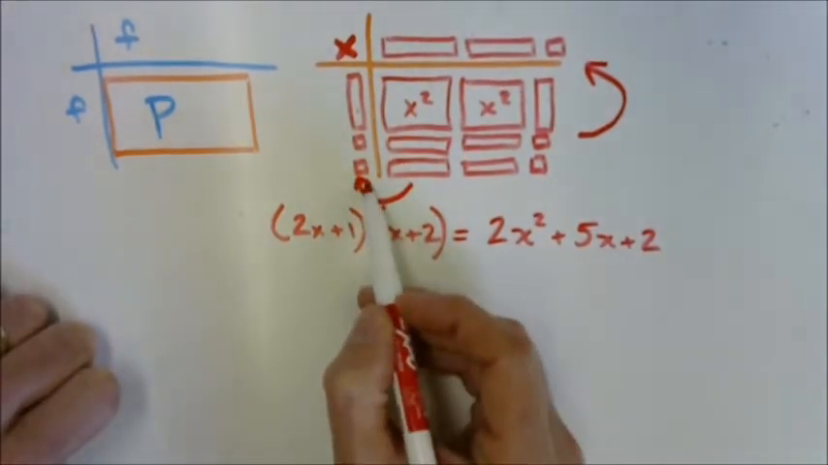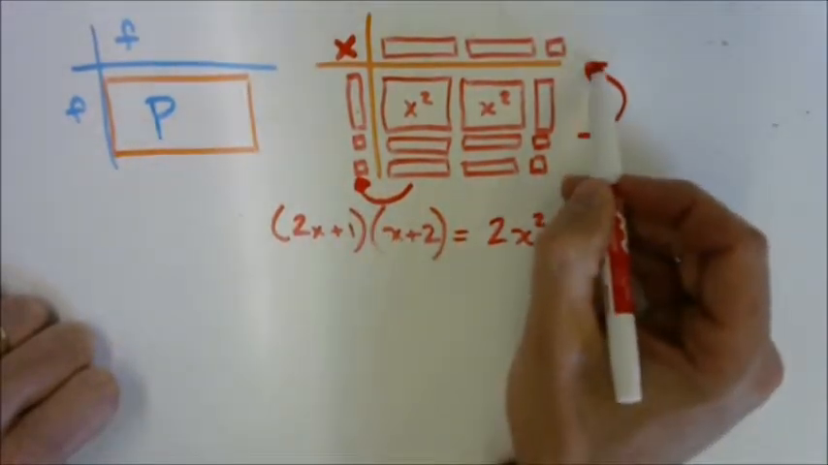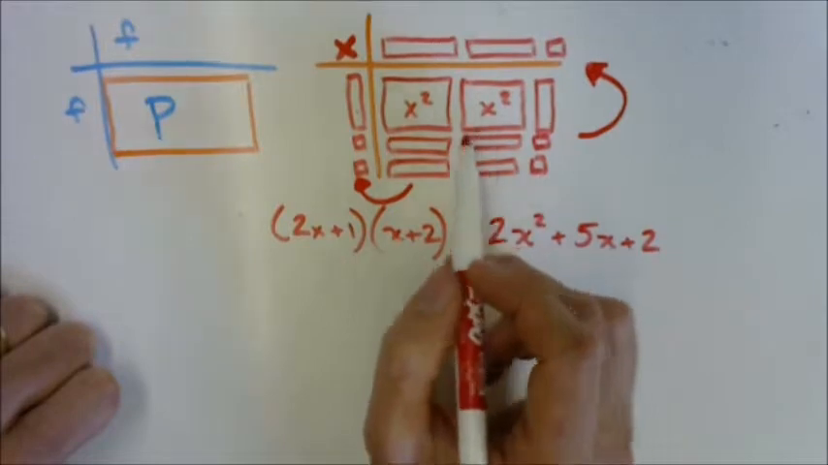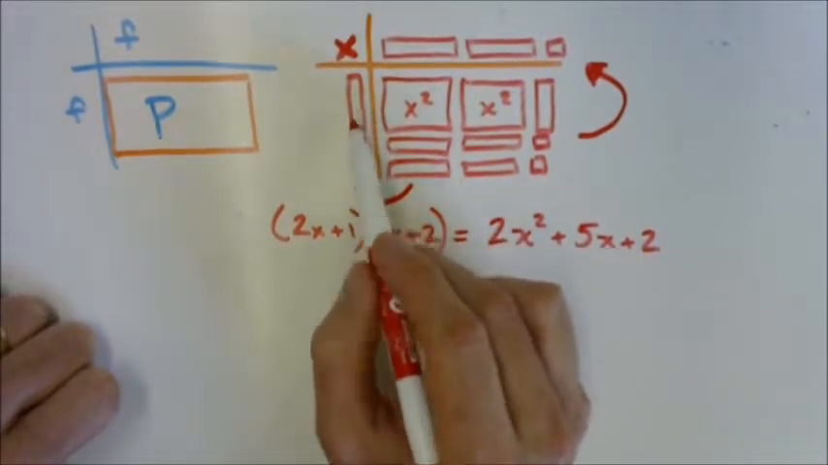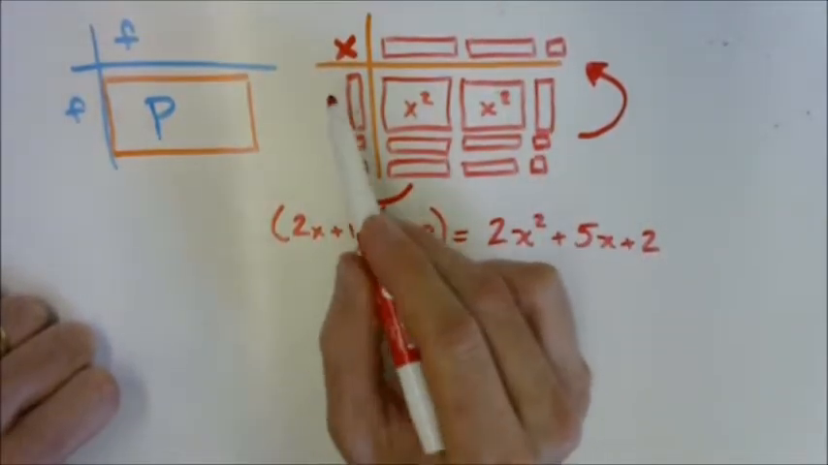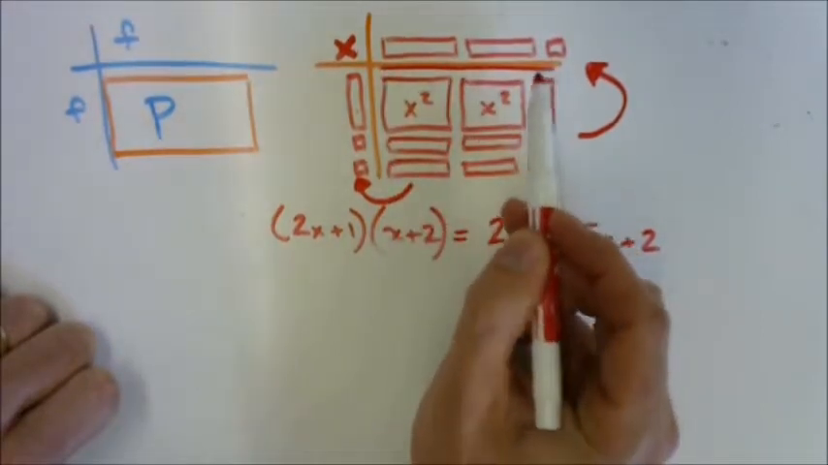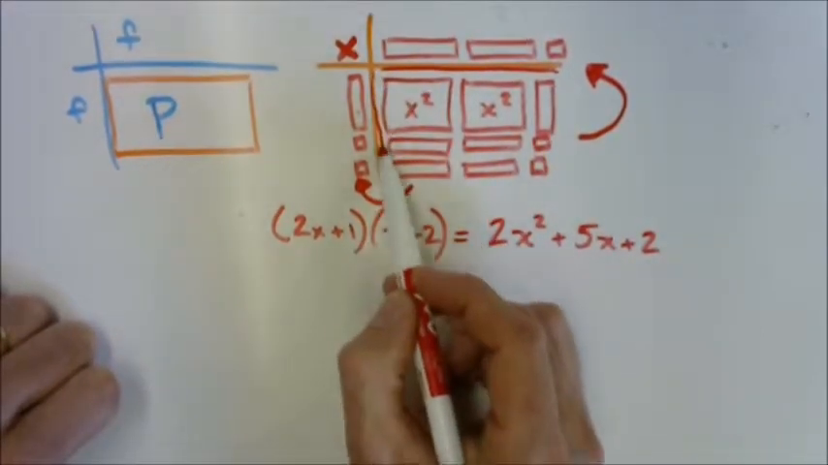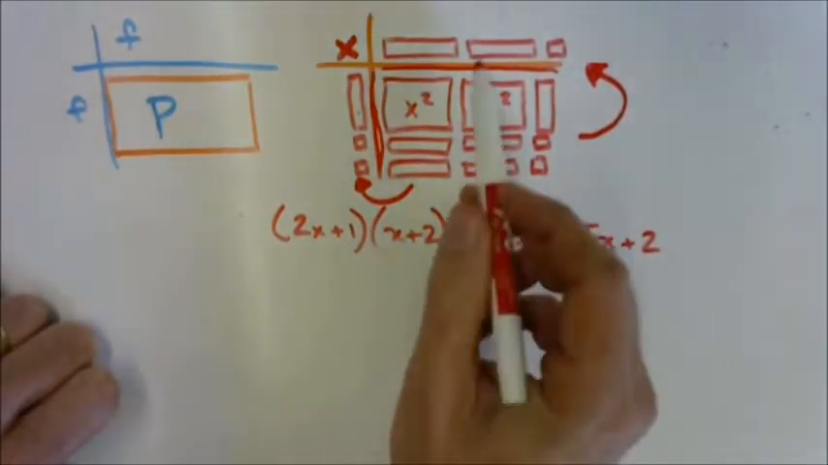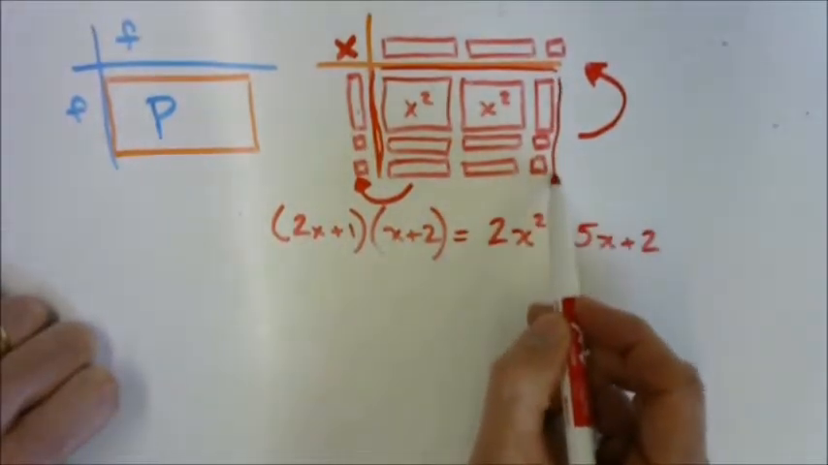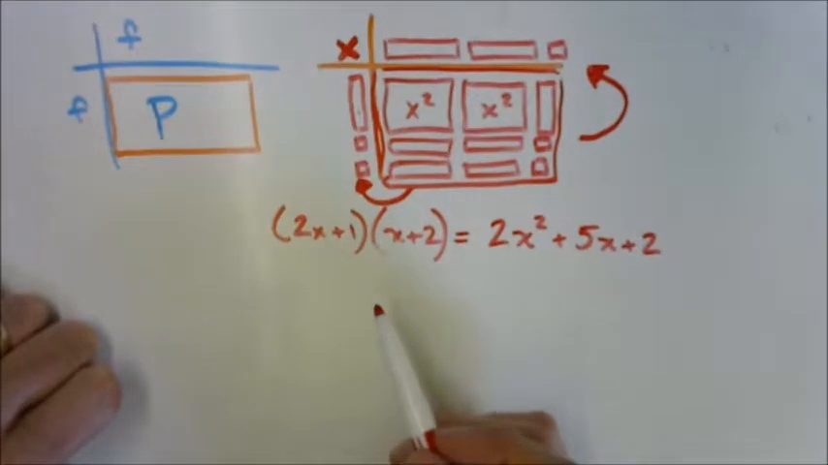Okay? So what we just did here is a little bit of review to get you thinking of the product as a rectangle and the factors as the side lengths of that rectangle, right? The side lengths of this rectangle are 2x plus 1 and x plus 2. They are the dimensions of the rectangle. The rectangle is the product.